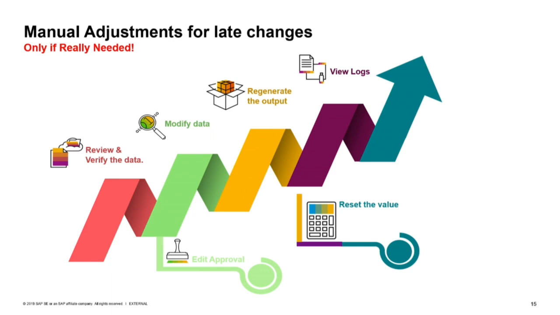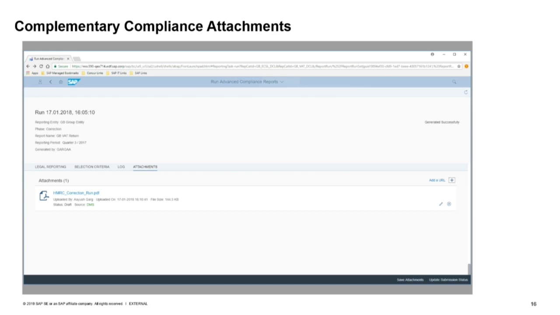Now, this can be done through manual adjustment. So you can interrupt the process at any point in time and make some manual adjustments before you submit the reports. This is what I call the complementary compliance attachments. Today's submission of the report is not just the report itself, but may come with some legal attachments required from your company. This is also possible here, so you can have all the attachments with the report before you submit to the authority.